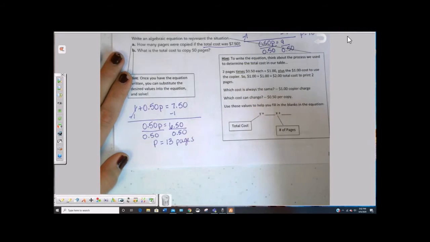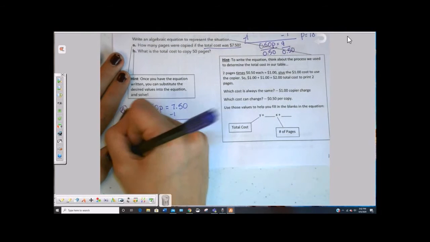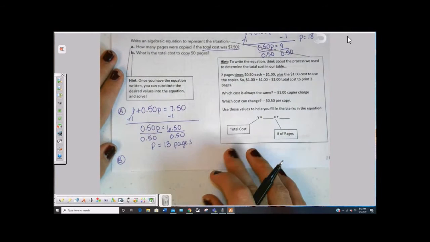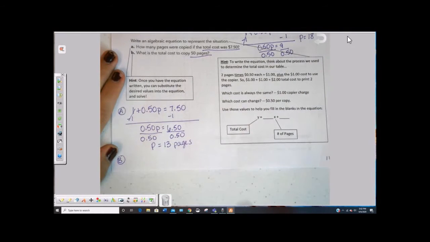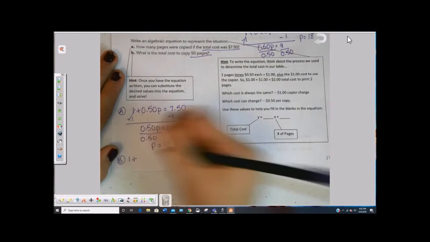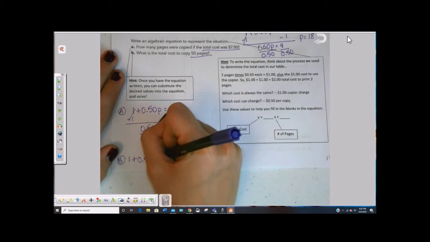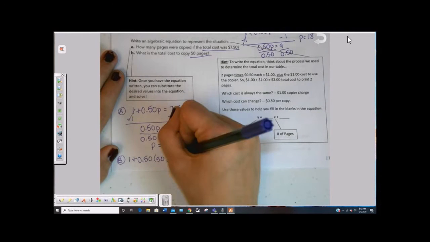Then B asks, what is the total cost to copy 50 pages? Now we have pages and we need our cost. That's pretty simple. You have 1 plus the 50 cents times your 50 pages. And when you do that, you get $26.